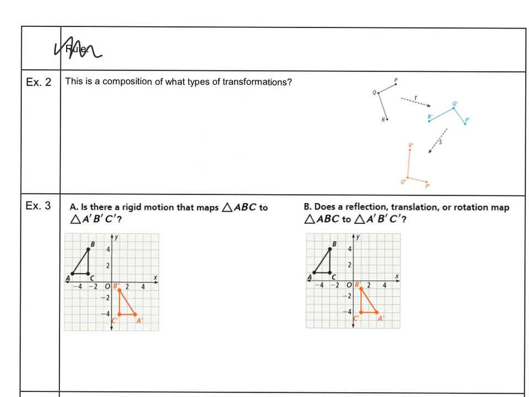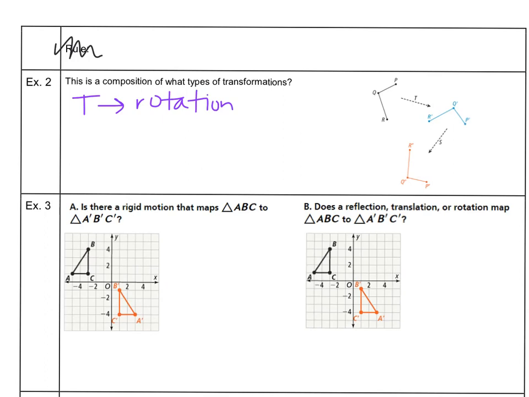Looking at example 2, it says this is a composition of what types of transformations? Well, transformation capital T takes the PQR in black to the PQR prime in blue. So notice that isn't a reflection and it isn't really a slide either. So that has to be a rotation. The transformation T from PQR to PQR prime is a rotation.